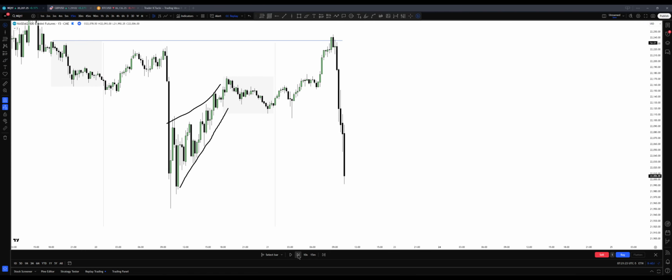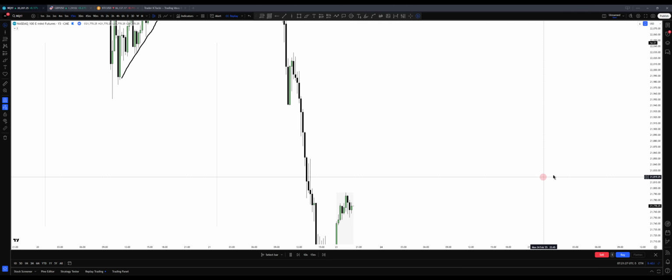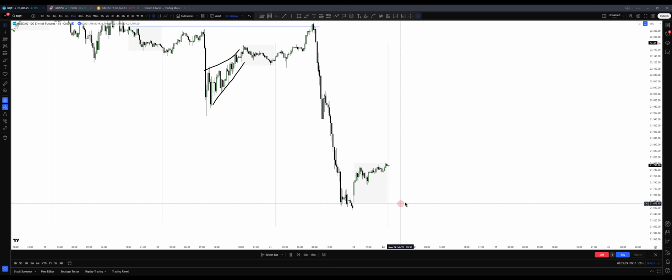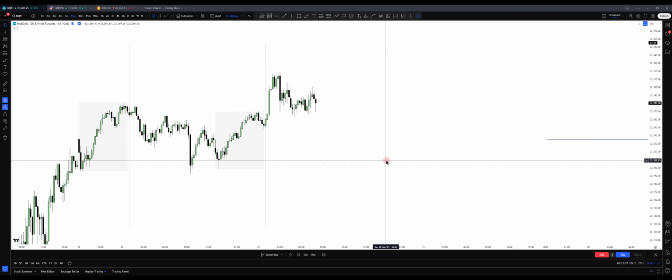So you can see right here, we have the PD array matrix formed, and price just keeps on dropping. All right, so I'm going to be finding another example. All right, so this is another beautiful example right here.